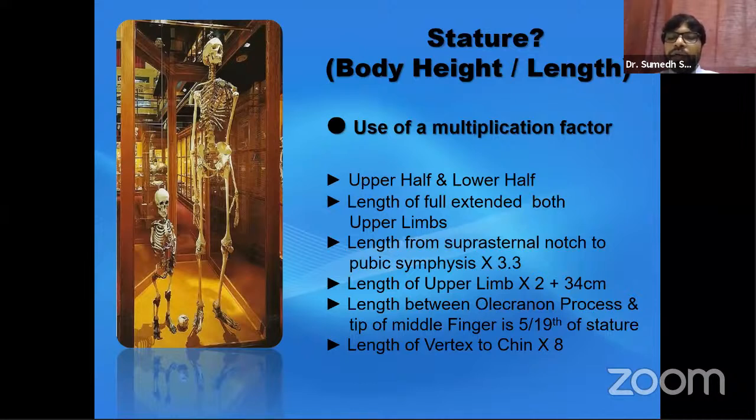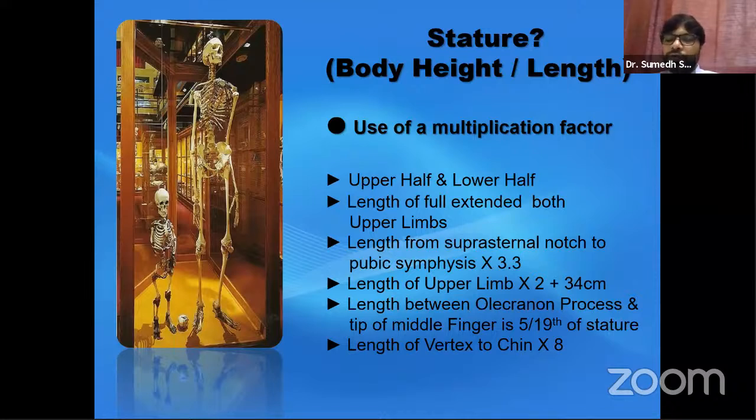Then the length of both fully extended upper limbs, up to the middle finger, indicates the total length of the body. Then the length from the suprasternal notch to the pubic symphysis multiplied by 3.3 indicates the complete height of the body. Then the length of the upper limb multiplied by 2 plus 34 centimeters, that is the thoracic region, indicates the complete height of the individual. And the length between the two olecranon processes and the tip of the middle finger is actually 5/19 of the total stature of an individual.